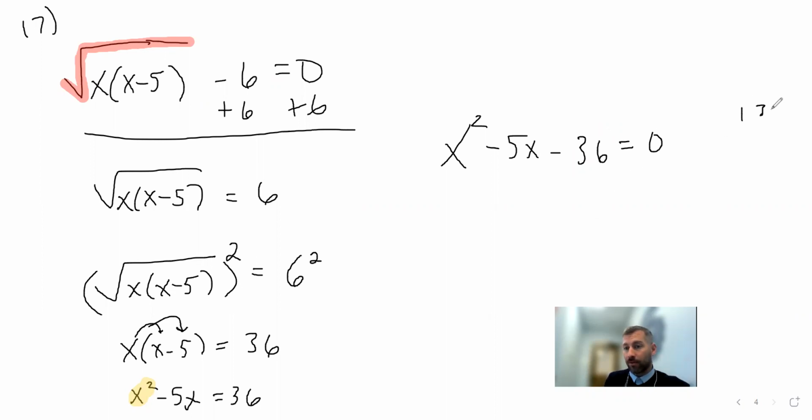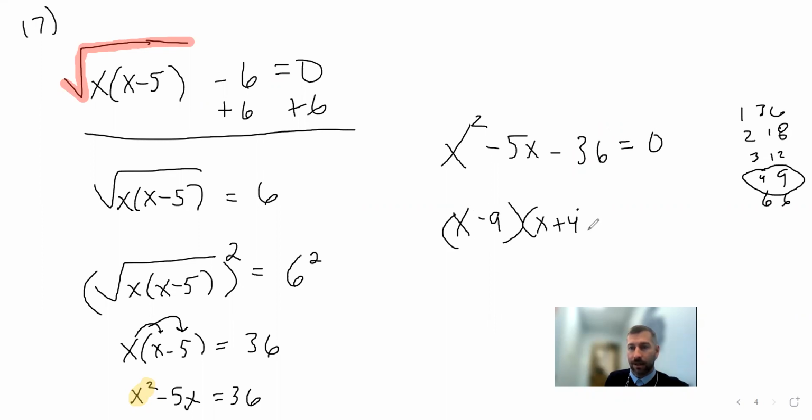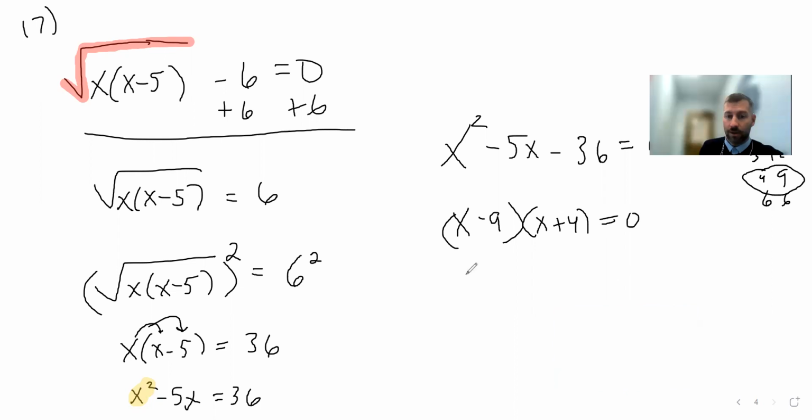Okay, what are our factors of 36? 1 and 36, 2 and 18, 3 and 12, 4 and 9, and then 6 and 6. Will any of those give us 5, 4 and 9 if we subtract them? As long as that 9 is the negative, that will give us a -5 on the inside. So we got a negative and a positive there. Those are not our solutions. Those are our factors. We set each one of those equal to 0.